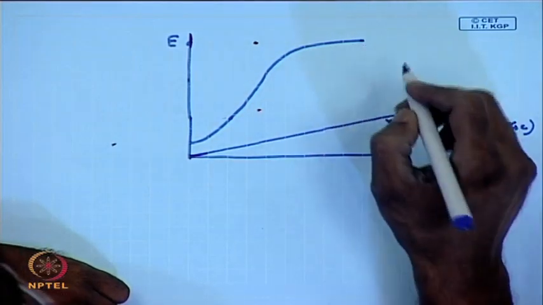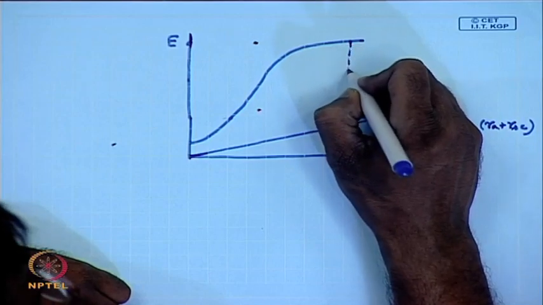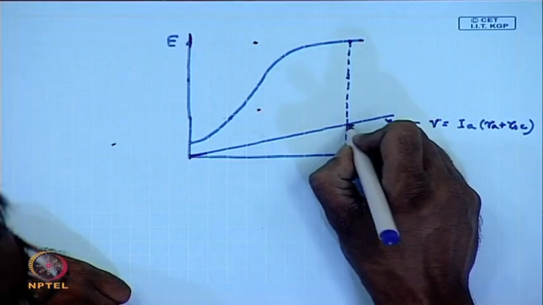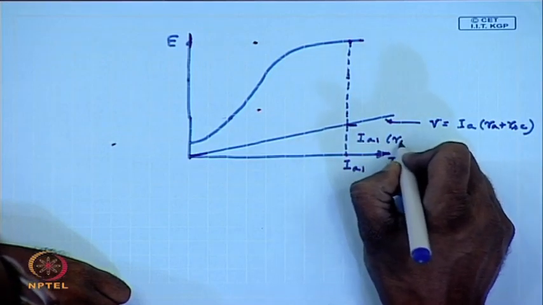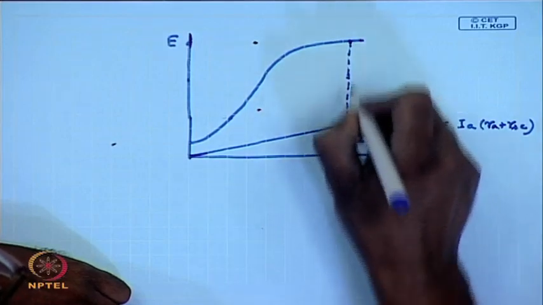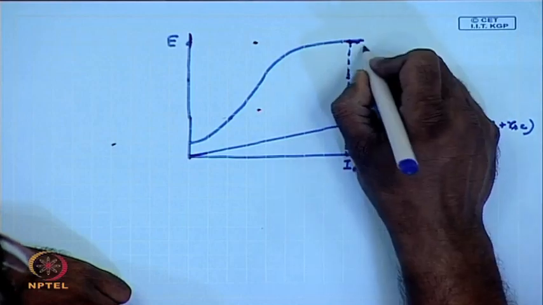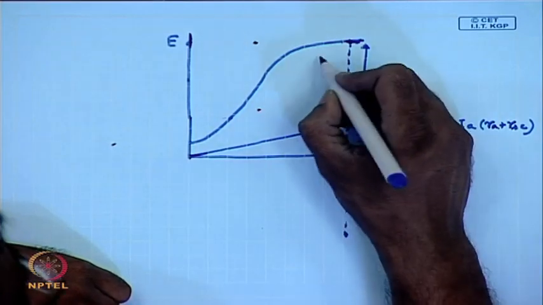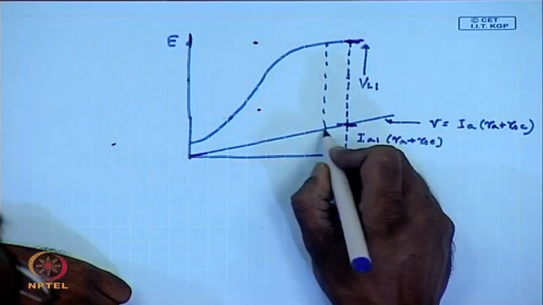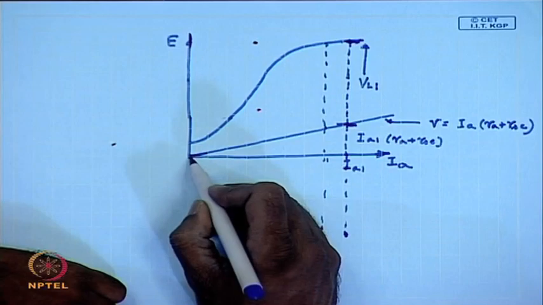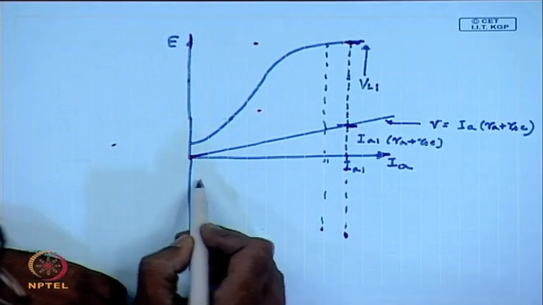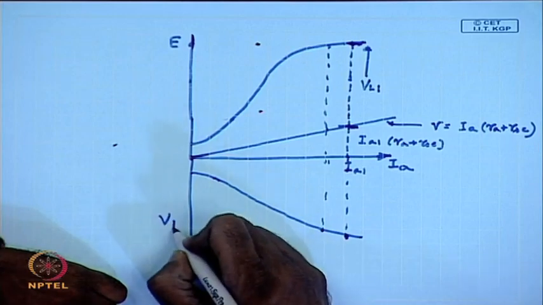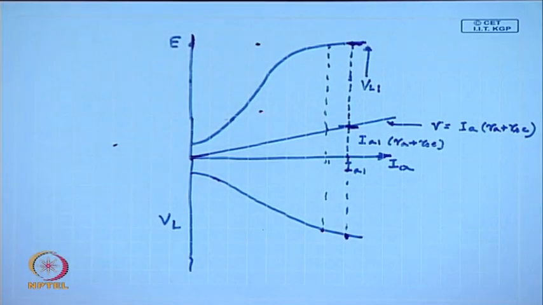For any value of load current, which is the same as the armature current, for a given value, let us say IA1, this will be the drop IA1 into RA plus RAC, and this will be the terminal voltage VL1, which can be plotted for different values of IA, and we can get the VL versus IA, which is the load characteristics of this DC generator.